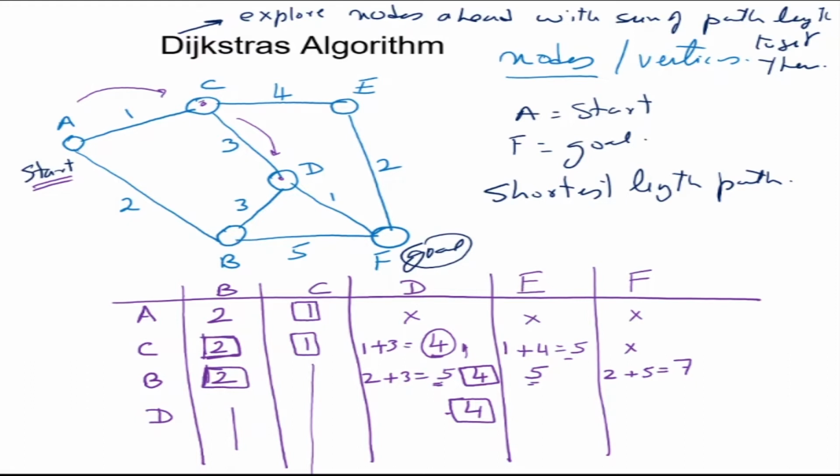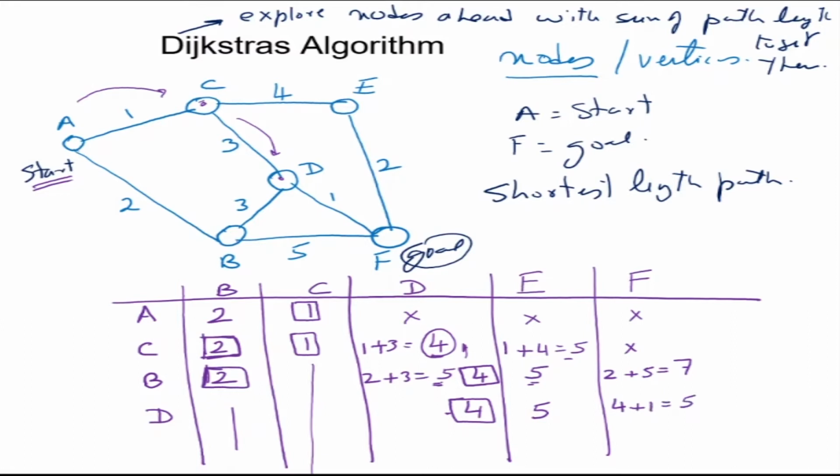So what I do is I bring 5 down. Okay. And what about D to F? So D to F is you have got 4. To come to D, I've gone 4. A to C, C to D, that's 4. Plus D to F is 1. So this is 5. Okay.